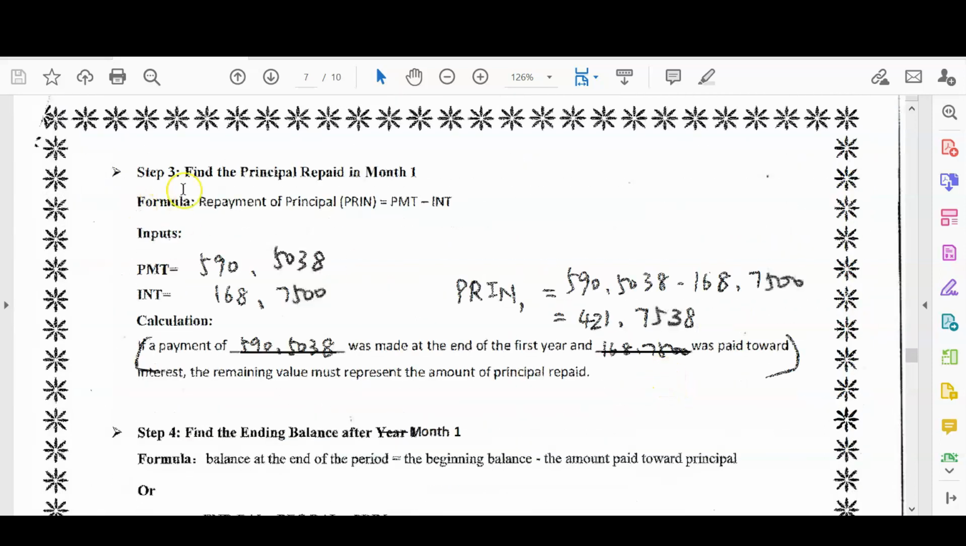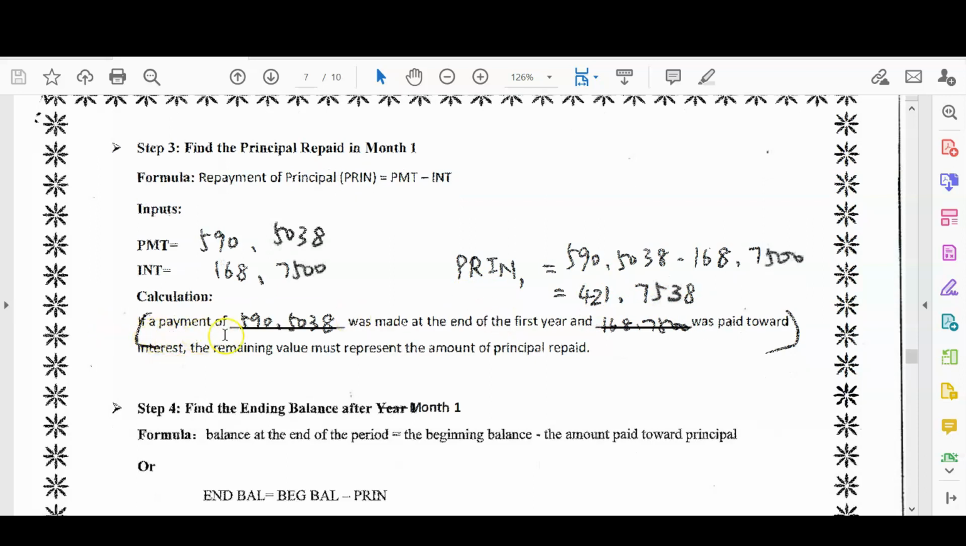Step 3, we need to find the principal payment in the first month. We're going to use the total payment in the first month, 590, minus the interest payment in the first month, 168. Okay, so the difference between the two is 421.7538, and this is the principal payment in the first month.